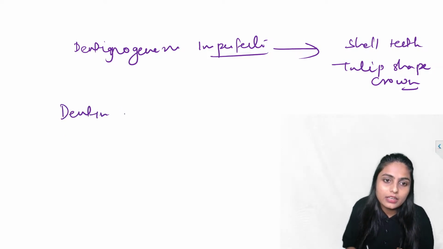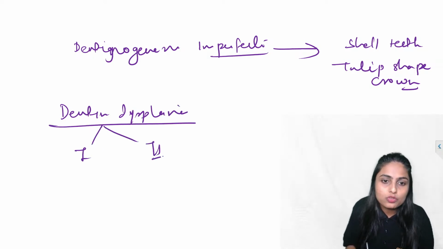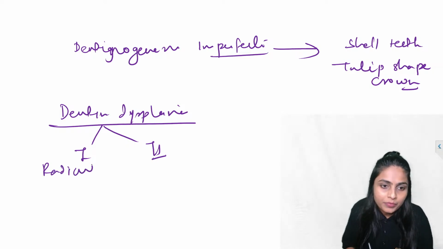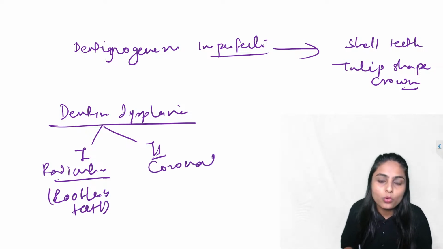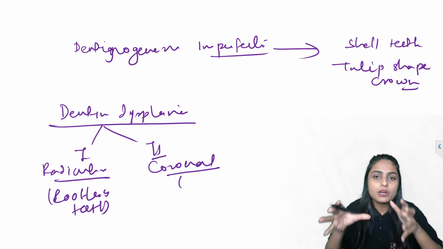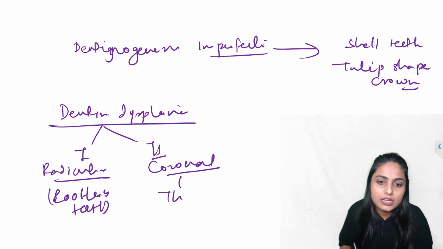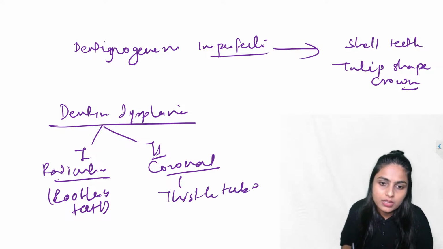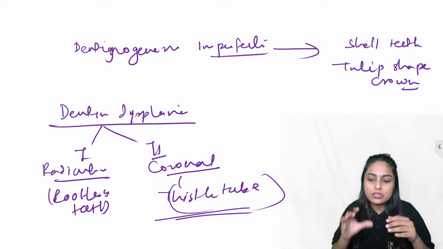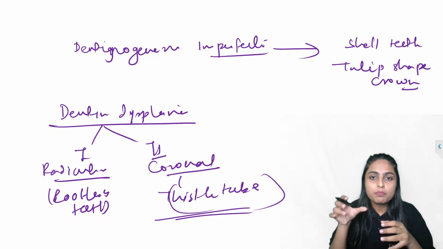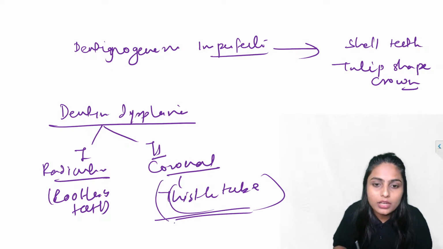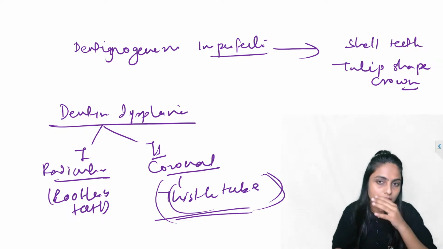Then we have dentine dysplasia, type 1 and 2. Type 1 is the radicular type, which is also called rootless teeth. The second one is the coronal type. In the coronal type the pulp chamber of the crown becomes thistle tube shaped. These terminologies are very important when we prepare for INI-CET, because they pick up these particular terms and ask you questions.